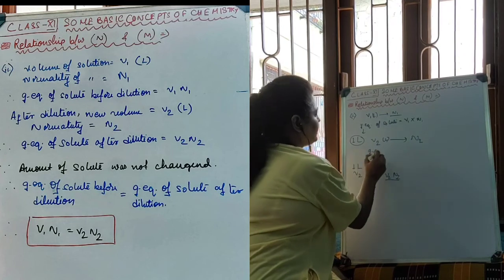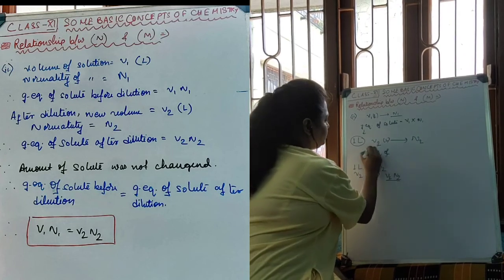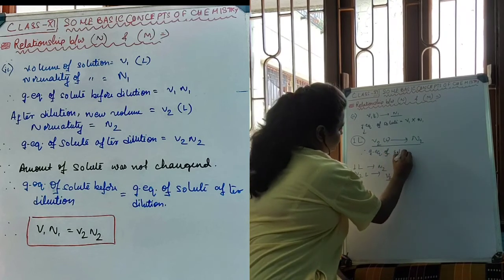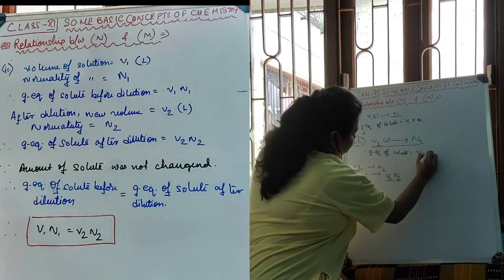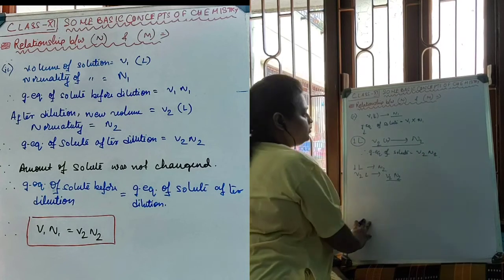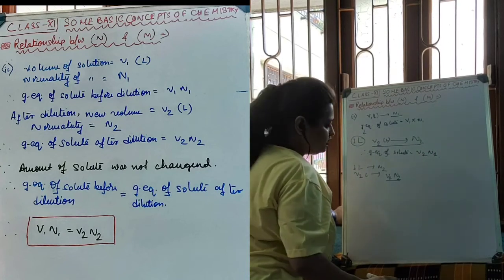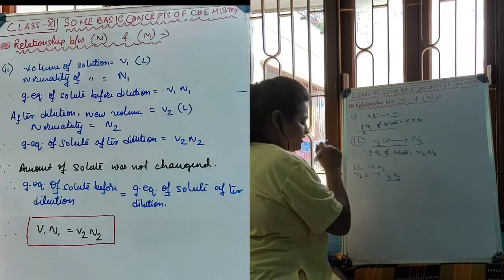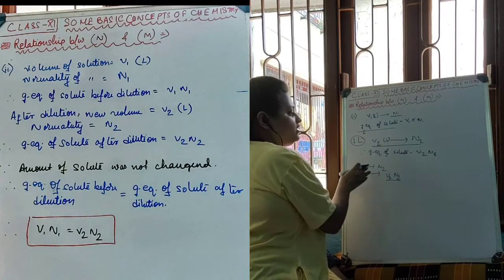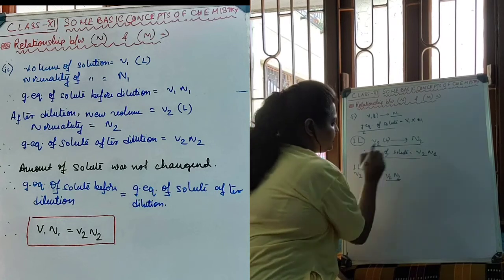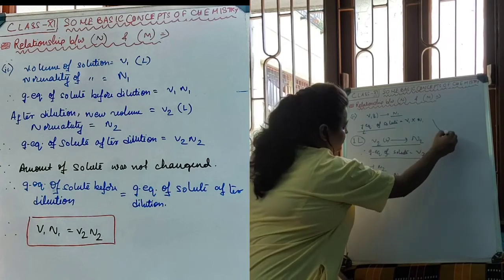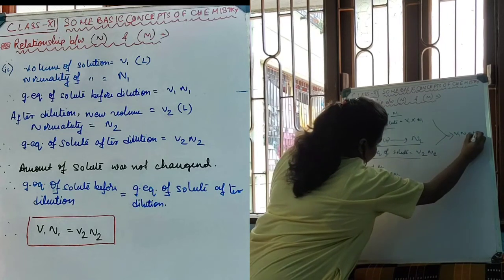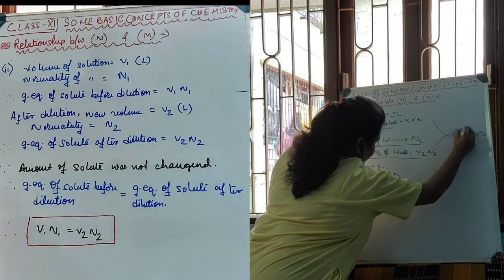Therefore, the gram equivalent of solute in this diluted solution will be V2 multiplied by N2. Now we did not add any amount of solute after the dilution. Therefore, the total amount of gram equivalent of solute before dilution and after dilution will be equal to each other. Therefore, we can write that V1 N1 equals V2 N2.